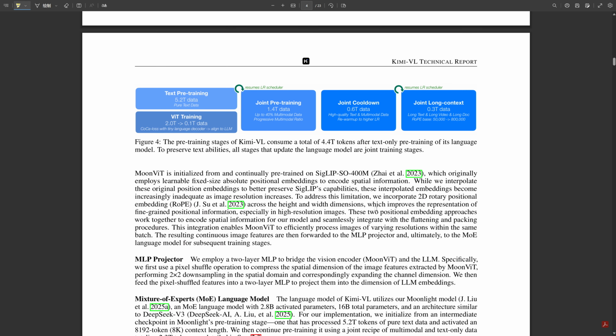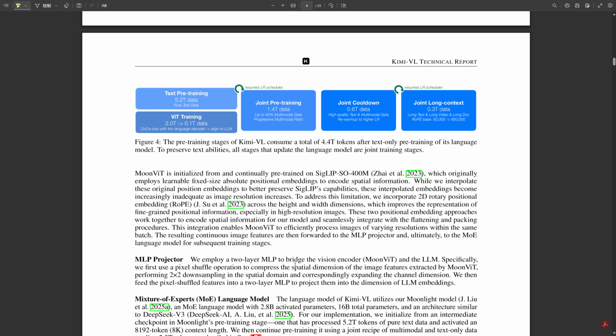But there's more to it, right? The report talks about initializing MoonViT with weights from SigLIP-SO-400M and incorporating 2D rotary positional embedding, or RoPE. What's the significance of these choices? All right, so starting with a pre-trained model like SigLIP is like giving the model a head start. SigLIP has already learned a lot about visual features through massive amounts of contrastive learning.